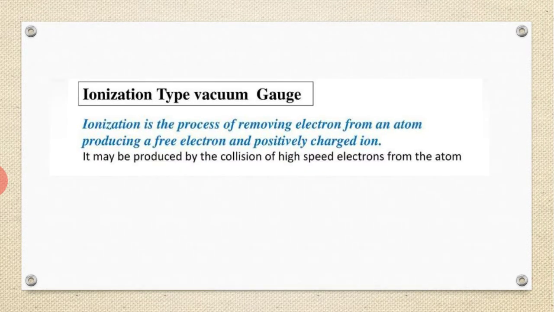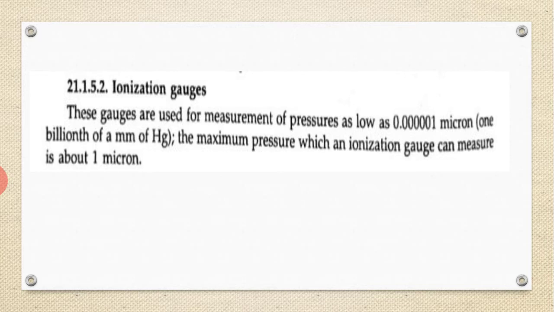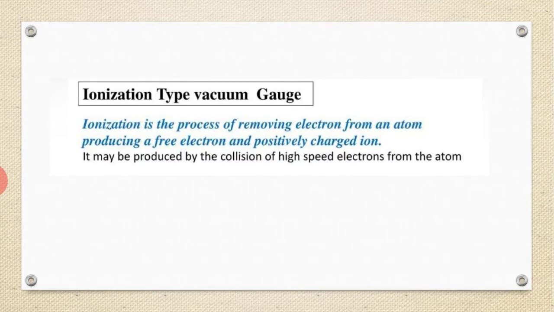The ionization gauges are used for measurement of very low pressures, as low as 0.00001 micron, so one billionth of a mm of Hg. This much low pressure we can measure with the help of these gauges. The basic principle involved here is ionization. Ionization is the process of removing an electron from an atom, producing a free electron and a positively charged ion. It may be produced by collision of a high speed electron with the atom.